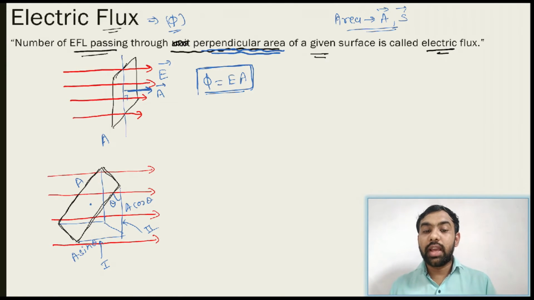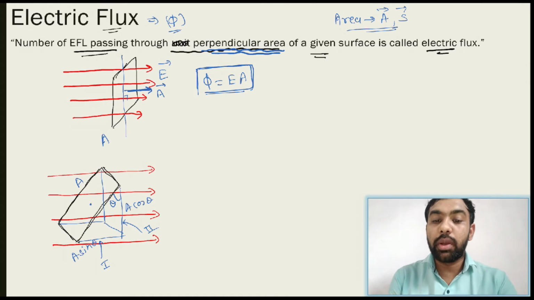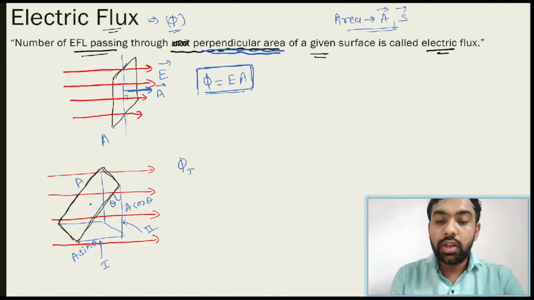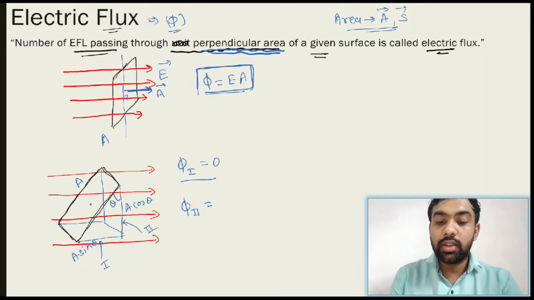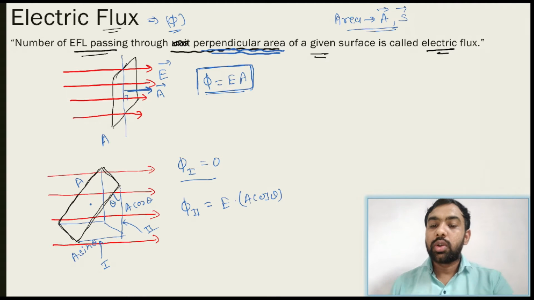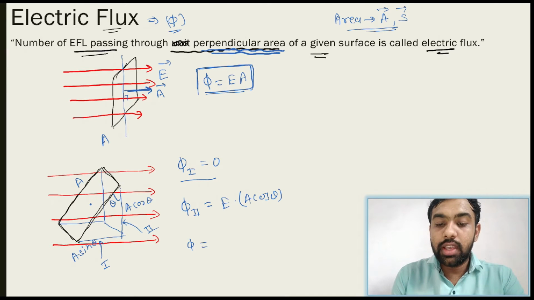Why? Because this area is parallel but we require perpendicular. So the flux linked with surface one is 0, and the flux linked with surface 2 is E into area. The area is actually A cos theta. Cos theta is generally represented as a dot vector, so flux is given as a general equation E dot A.